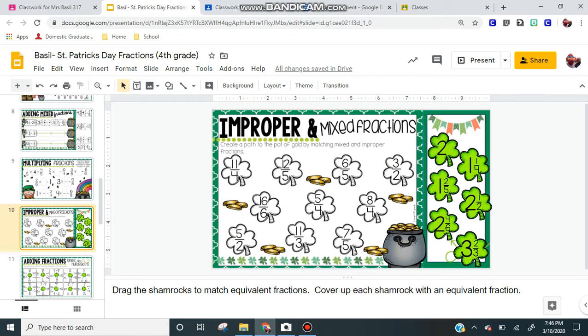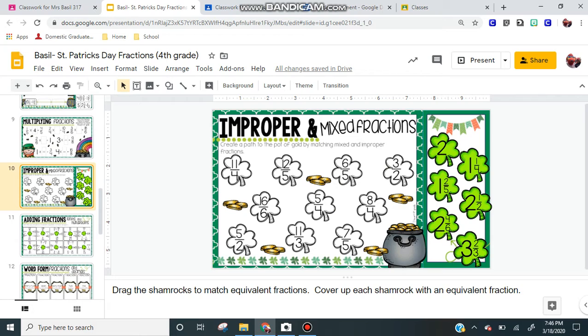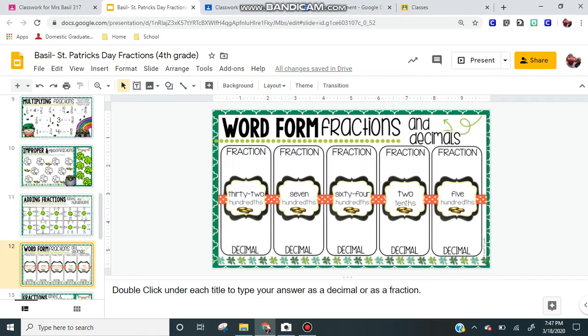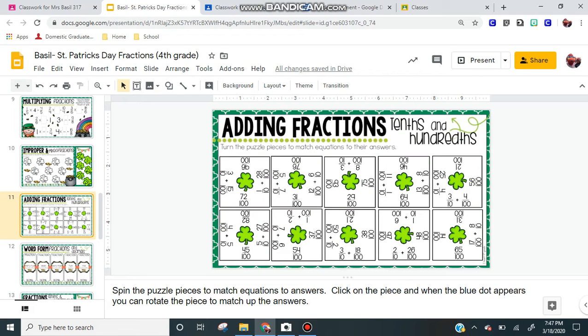Improper, create a path to the pot of gold by matching the mixed numbers to the improper fractions. So you have improper fractions, so you're going to divide 4 into 11, find the mixed number, click it, drag it over. If they're not there, then they shouldn't be, because there's just supposed to be a path that goes. Sorry. Adding fractions, again, we did not get to this point, so again, try your best with adding the fractions.